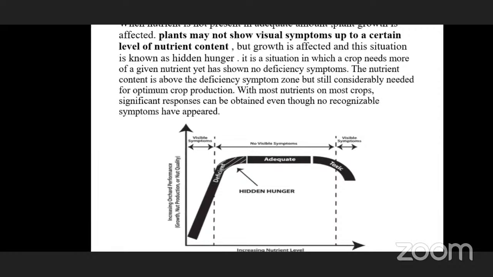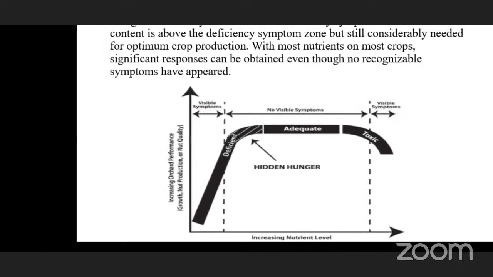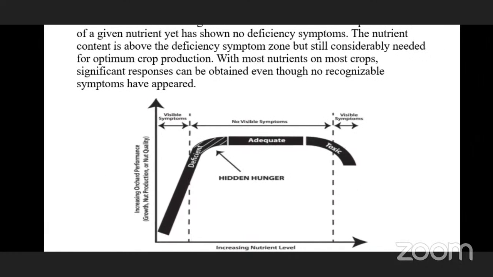The plant shows deficiency symptoms when there is a lesser amount of nutrient, but the plant needs more nutrients, but it is not showing any visible symptoms. But when will it show? The yield will get reduced and productivity won't be more. So this is known as hidden hunger.